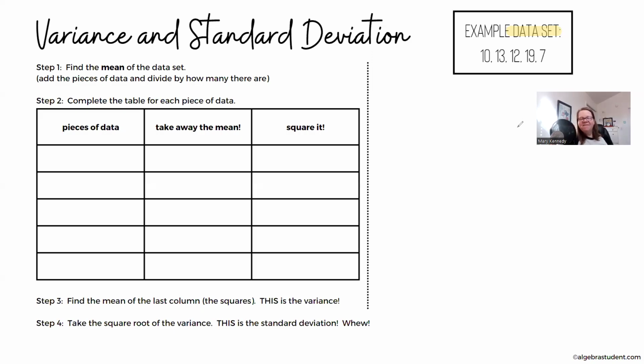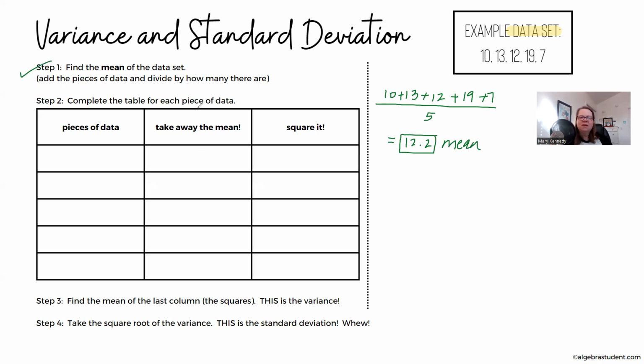All right, step one, find the mean of the data set. So the mean means to add them up and divide by however many pieces of data you have. So I'm going to add up 10, 13, 12, 19, and 7, and I'm going to divide them all by 5. And that comes out to be 12.2. 12.2 is the mean, which is like the first step to finding the variance and then the standard deviation.